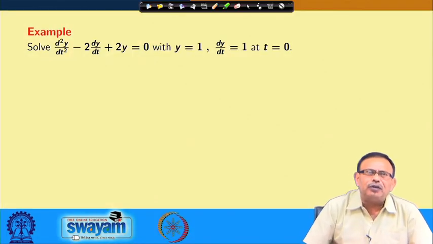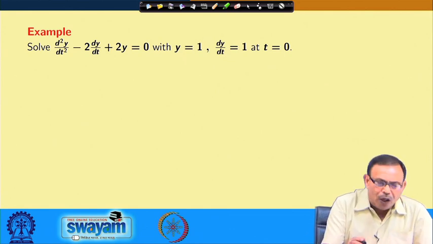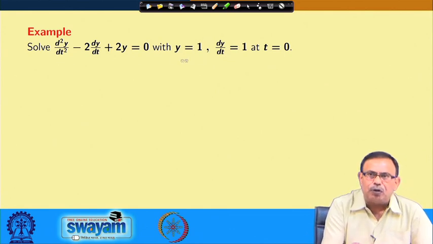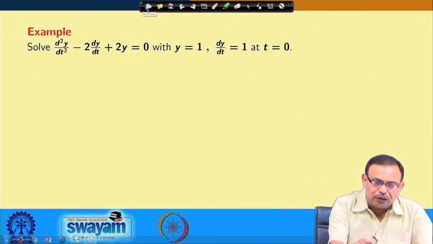Next, another problem: solve d2y/dt square minus twice dy/dt plus 2y equals 0 with y equals 1, dy/dt equals 1 at t equals 0. So, I will take Laplace transform on both sides of the given ordinary differential equation. I will obtain Laplace transform of y double dash minus twice into Laplace transform of y dash plus 2 into Laplace transform of y equals 0.